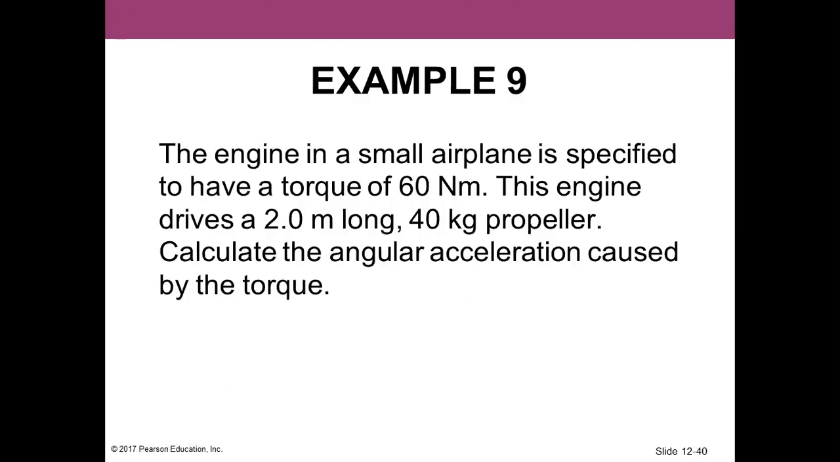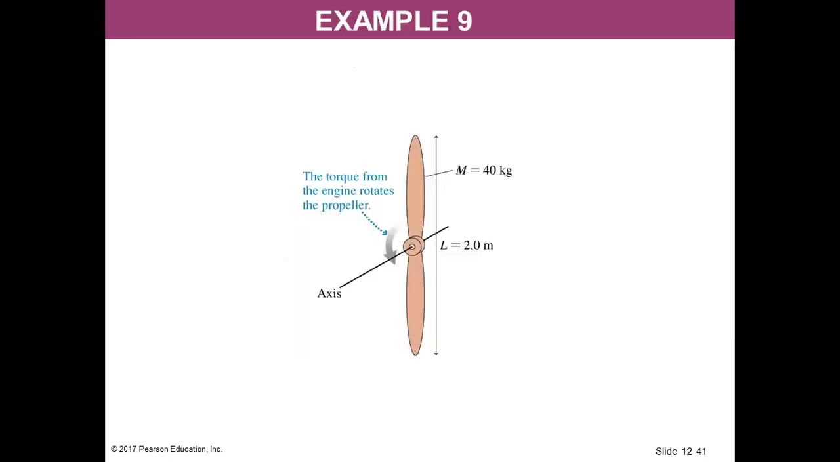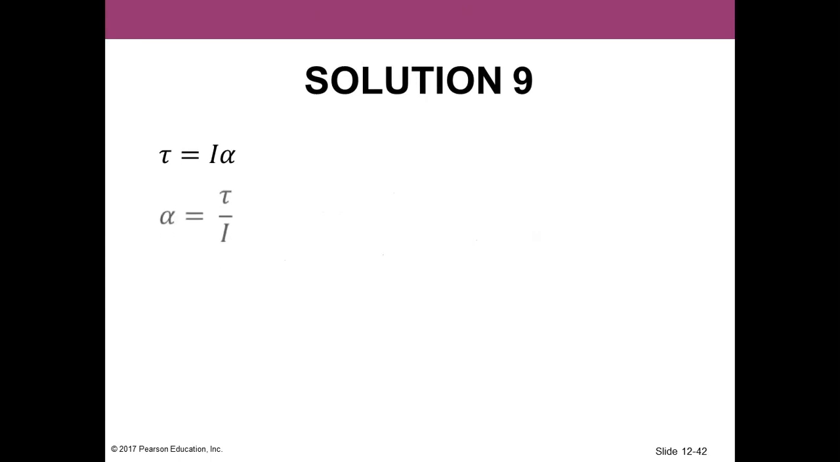Let's consider this example. The engine in a small airplane is specified to have a torque of 60 Nm. This engine drives a 2.0 meter long, 40 kg propeller. Calculate the angular acceleration caused by the torque. So let's check what is given here. We take this as a rod. The formula is torque equal to moment of inertia times the angular acceleration. Then we make what we are looking for, which is angular acceleration, the subject of the formula.